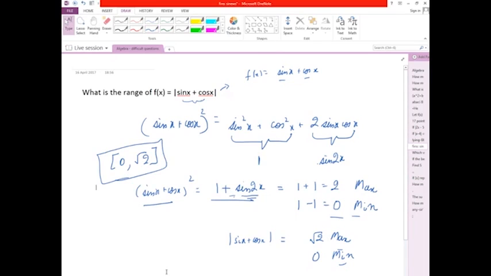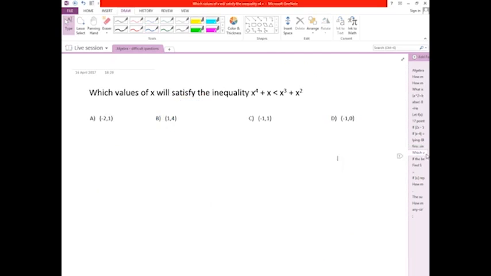Again, this is something which once you know, you can do it. If you don't know, you cannot do it. Also be wary of the brackets you use. I noticed some people are commenting using the other brackets. You need square brackets, because both 0 and root 2 are included. Both numbers are included in the solution, so you should be aware of that.